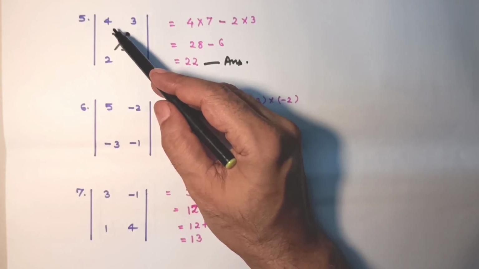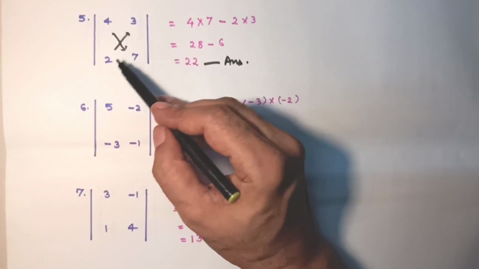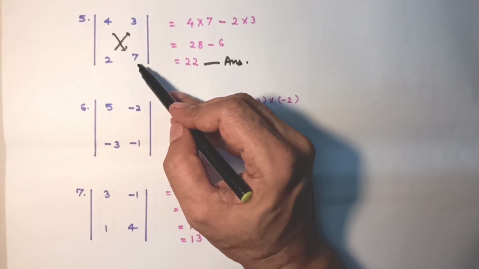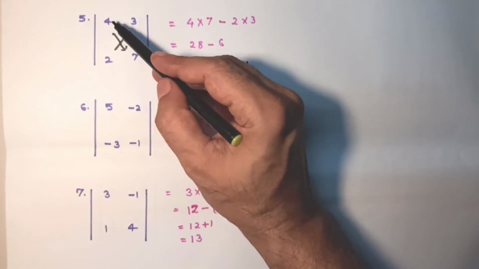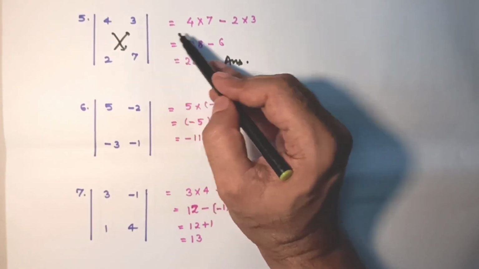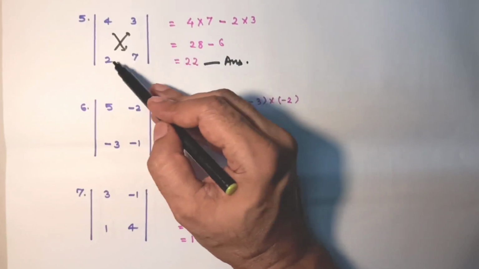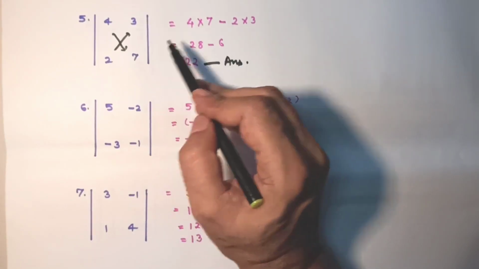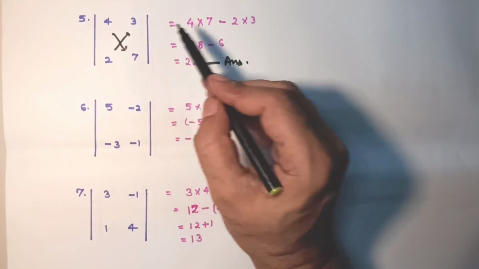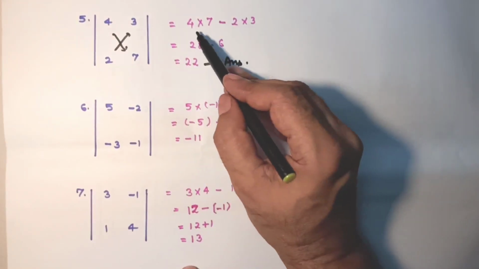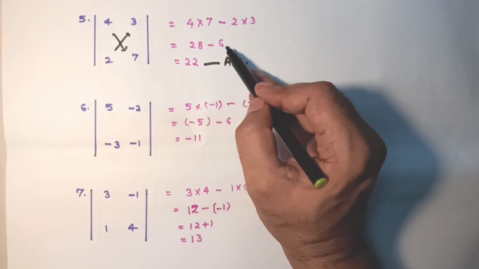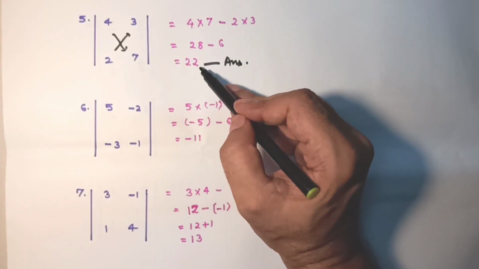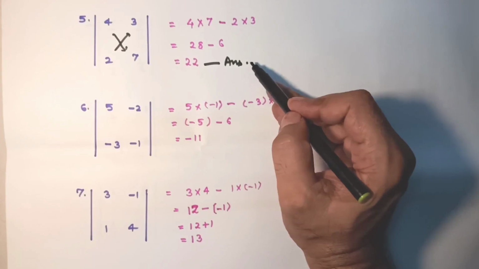Let's go to question number 5. 4, 3, 2, 7. Again the same way, cross multiplication type. 4 into 7 minus 2 into 3. 4 into 7 is 28, 2 into 3 is 6, 28 minus 6 is 22, which is your answer.